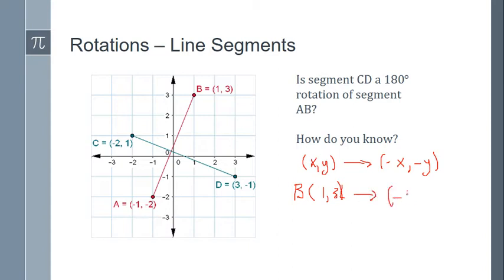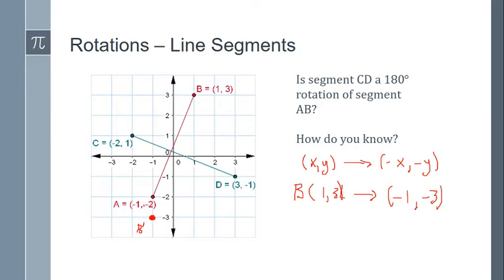It would end up at -1, -3. All right, so I'm going to go ahead and plot that point. Here's -1, -3 right here. That would be B prime. That'd be where it should end up. Notice it's not either the point C or D. So already I know that this was not a 180-degree rotation.